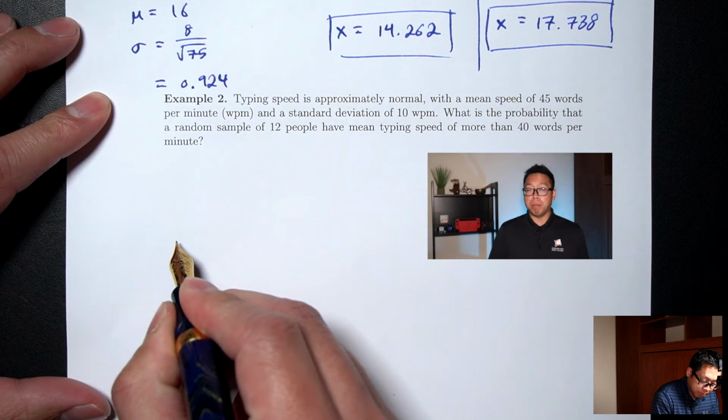We're picking 12 people here, which is less than 30. So are we allowed to use the normal distribution here? And the answer is yes. If your sample size is less than 30, then you have to know that the population is normal in order to use normal distribution. So we are told here that typing speeds are approximately normal. So we're good.